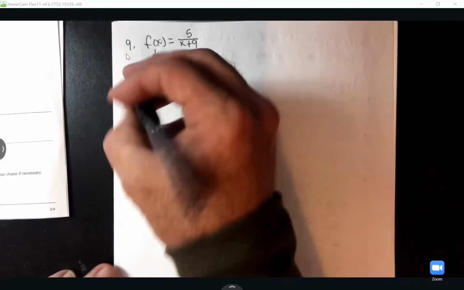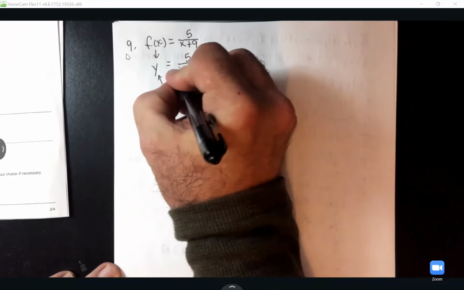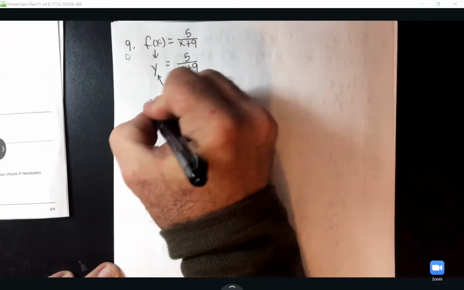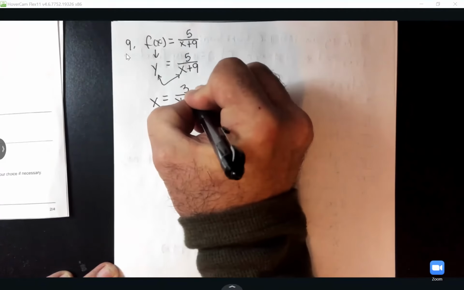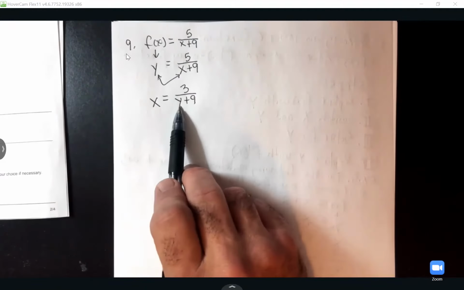So now I've got an equation with y equals 5 over x plus 9. Next step. We'll switch x and y so that I get x equals 3 over y plus 9. So now we've got a tricky equation to solve because that y is in the denominator.